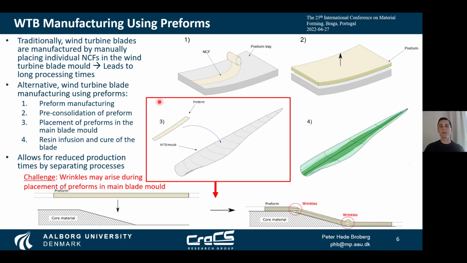But as I mentioned in the beginning, one of the challenges we face with this kind of manufacturing is that wrinkling can occur when we place this pre-consolidated preform into the main wind turbine blade mold.